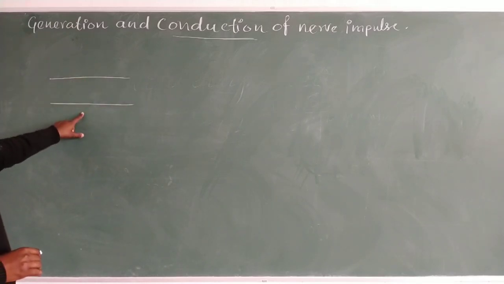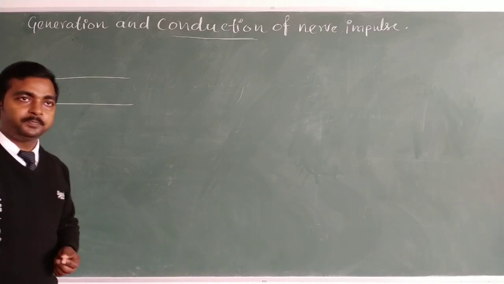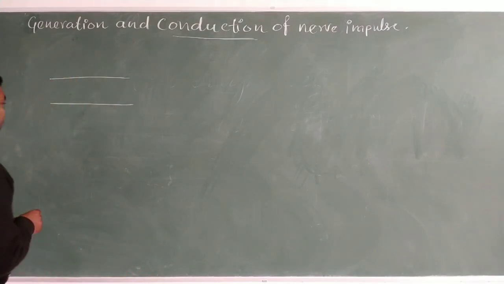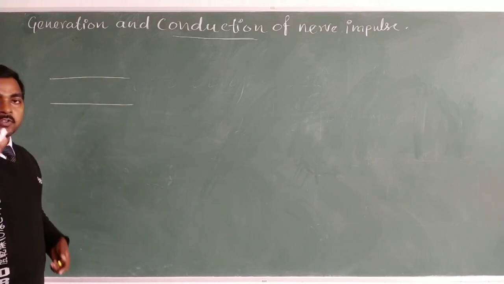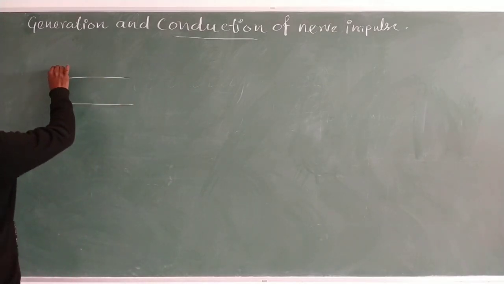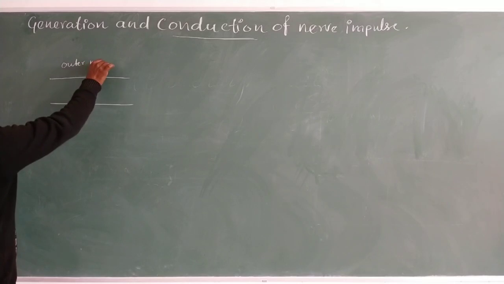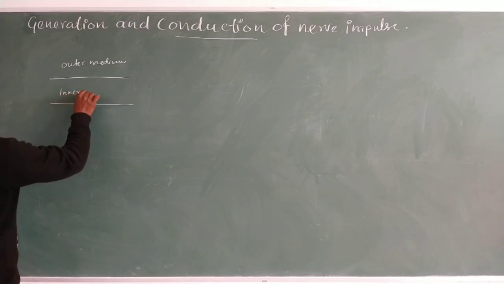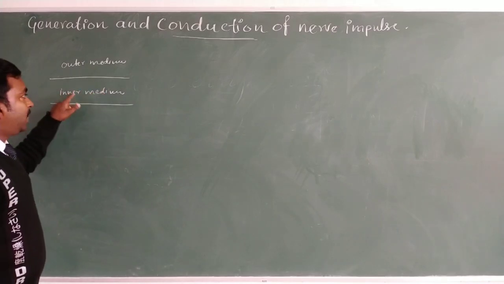Over the plasma membrane of the neuron, the impulses are generated due to the potential difference, due to the concentration, the ionic gradient along the plasma membrane. This ionic gradient over the plasma membrane is due to some ions. This is the outer medium, and this is the inner medium. The inner medium is the cytoplasm of the axon.